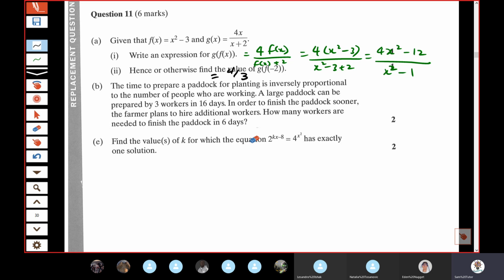I'll leave it on the side. 8. Try E. I forgot what inversely proportional is. Inverse. Can anyone help us out? Proportion. Inverse.